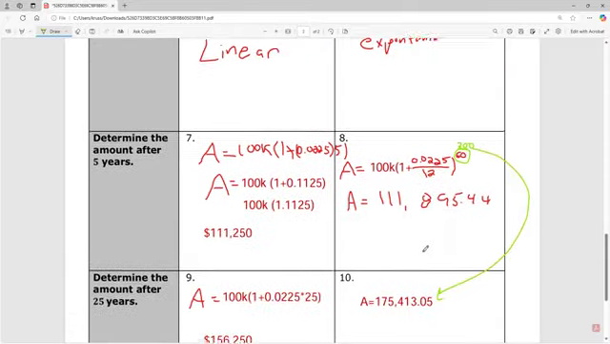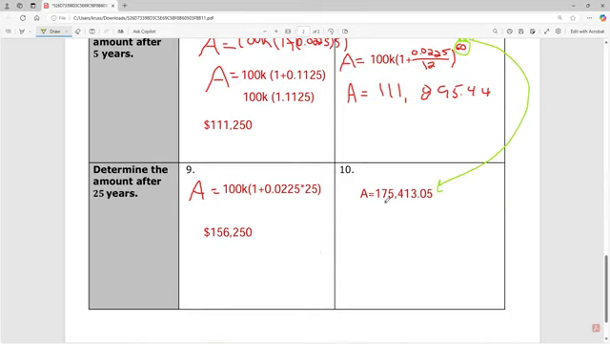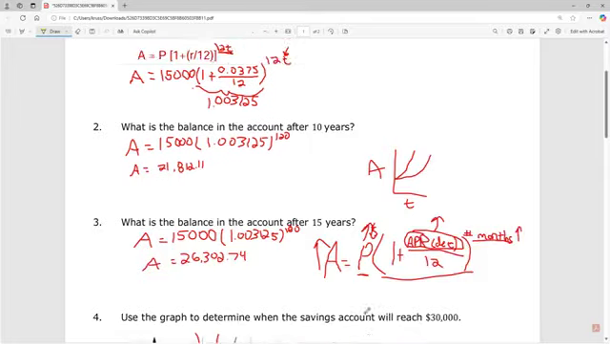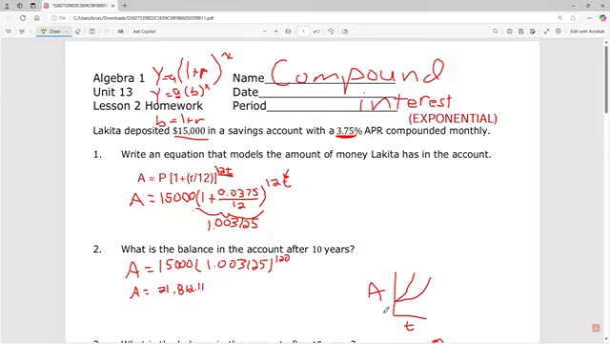So that's the power of compounding, right? It grows better than a linear equation will. A linear equation will grow like this, where an exponential equation will grow like this. And then that last year is where it really starts to take off. Okay, so anyway, I hope that this helped you with this lesson, and we'll move on in the unit.